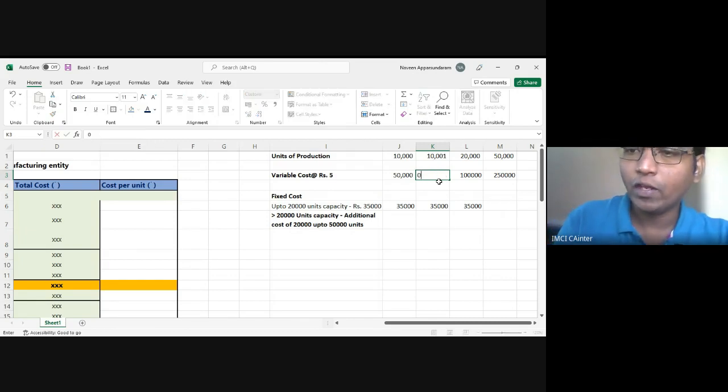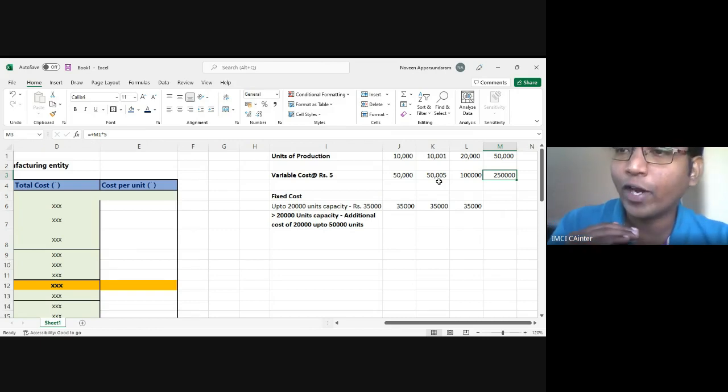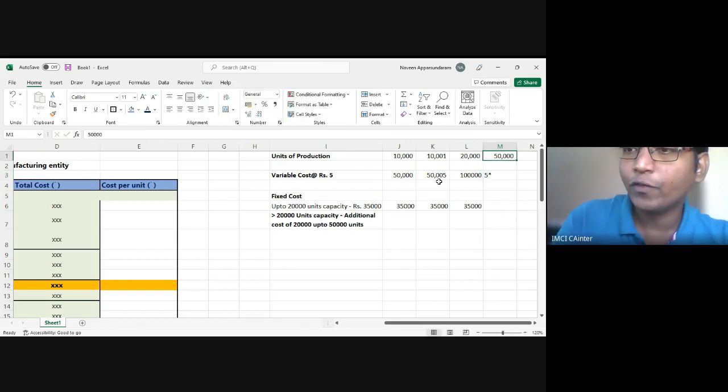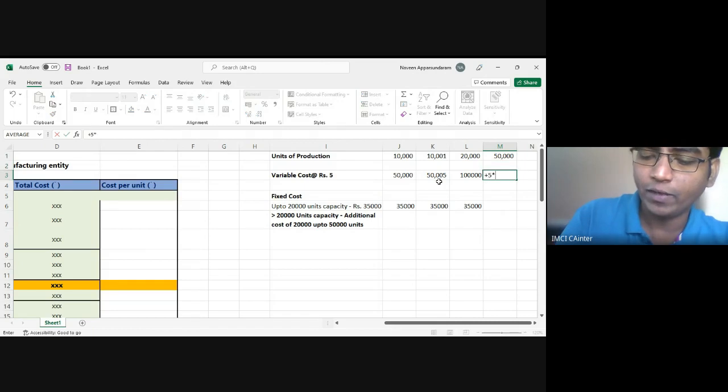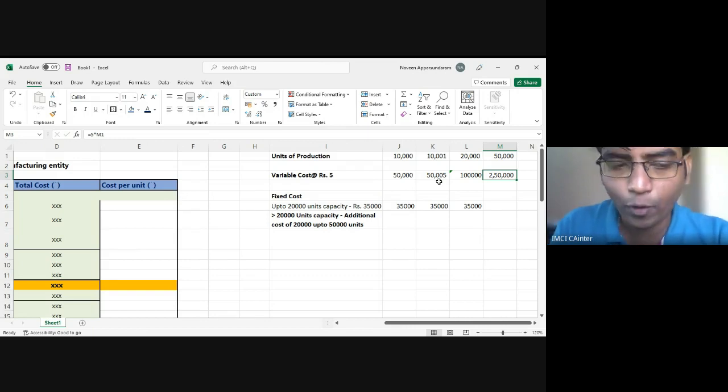See, suppose I'm applying it for 20,000 units. So it is 1 lakh of cost, and for 50,000 units it is 2,50,000. The base is same. For every unit of production, it is 5 rupees. I'm going to multiply 5 into 50,000 units. The base is same in the sense the per unit cost of variable cost will remain the same across the cost which you're going through.